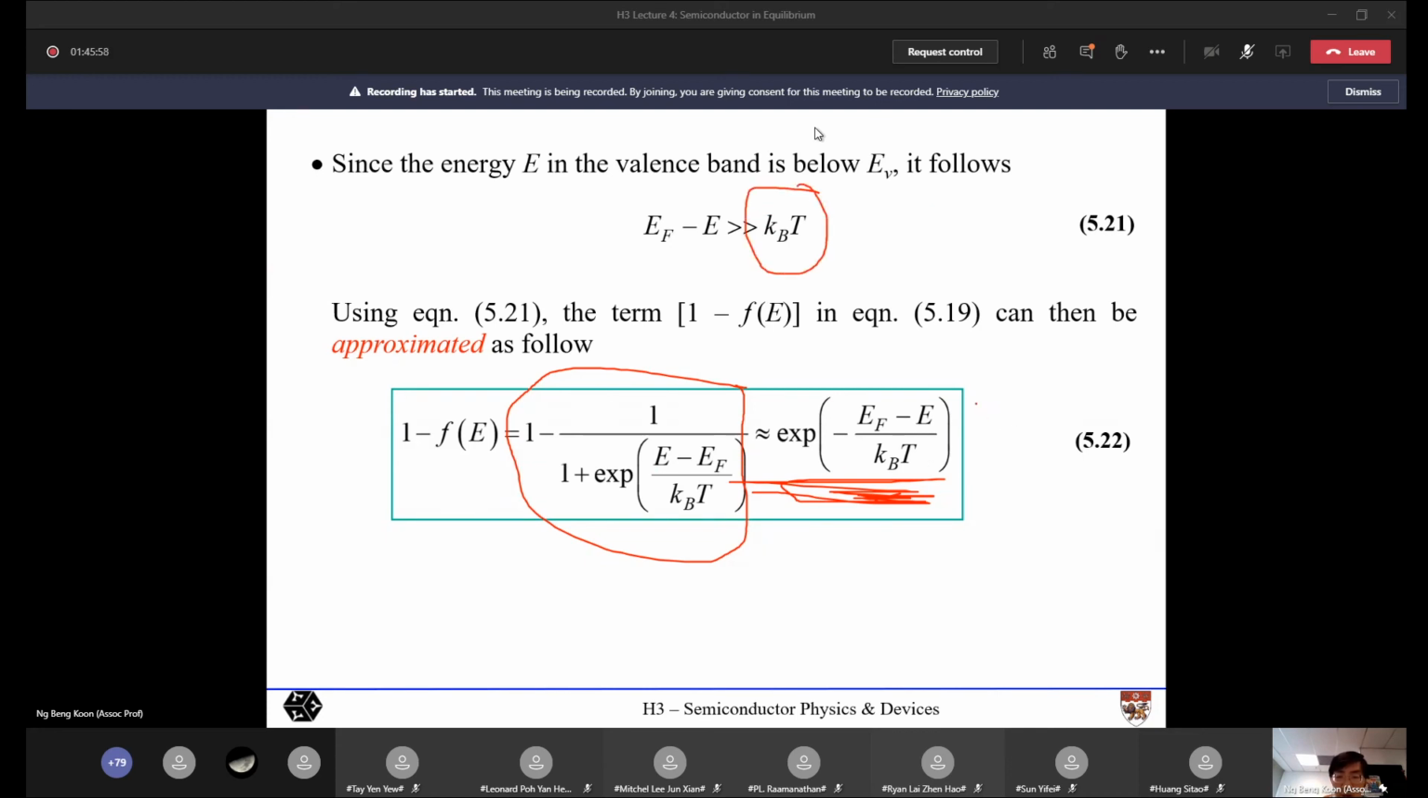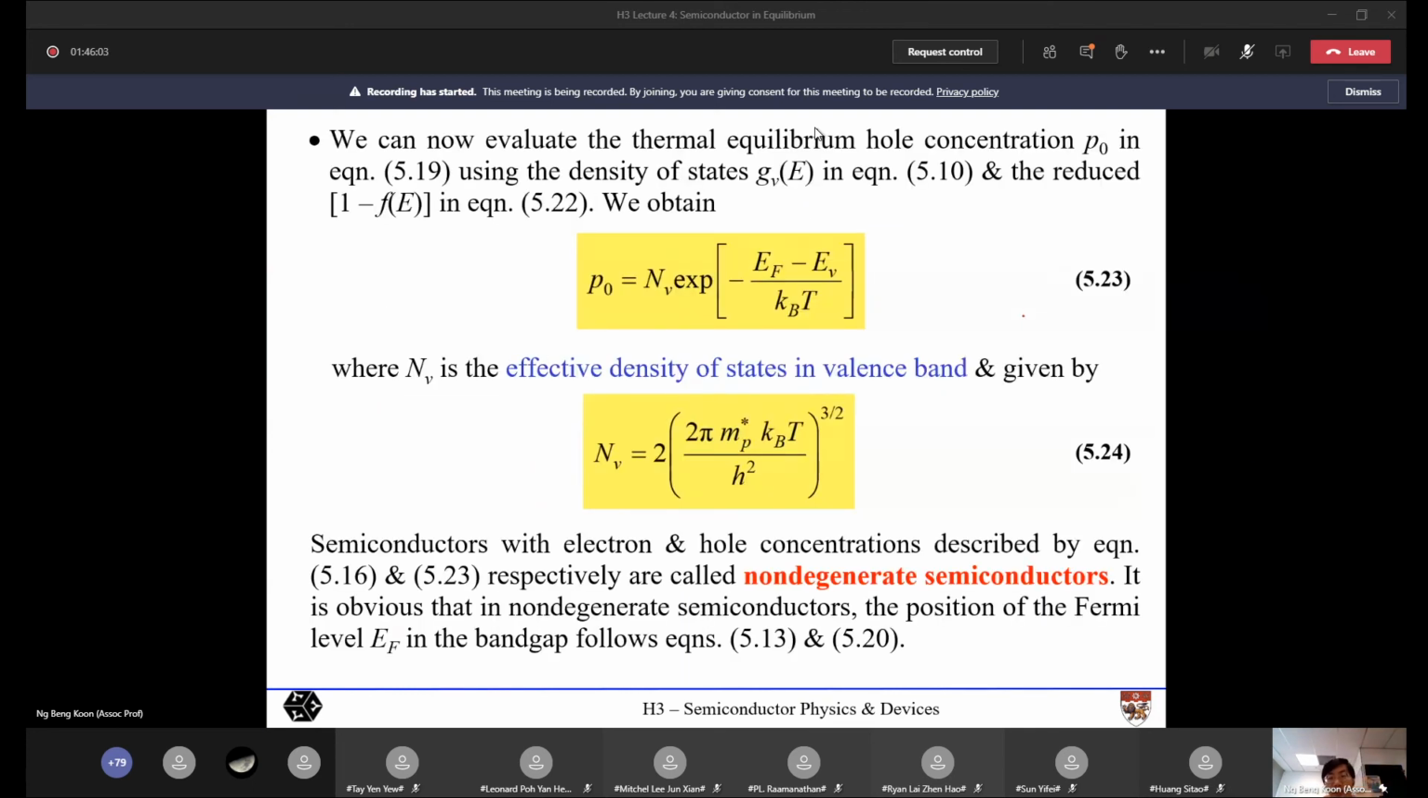Then we can approximate to just a single exponential function, which, like the case of electron concentration, if you solve it, you get another expression that describes how many holes you have per unit volume in a semiconductor. Again, you get this term in front of your exponential function, which is called the effective density of states in the valence band. And you notice that there's actually this effective mass of the valence band, or effective mass of holes in the valence band.